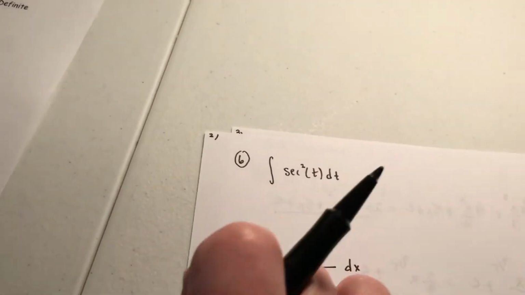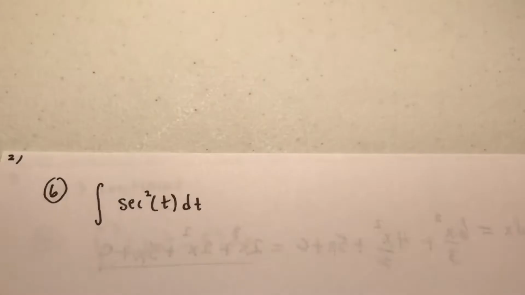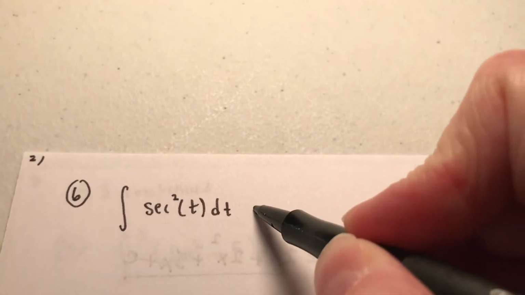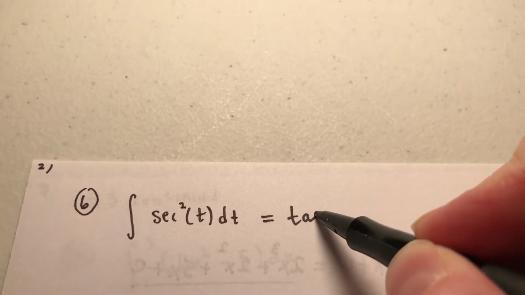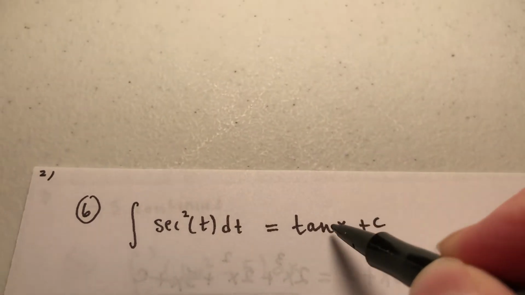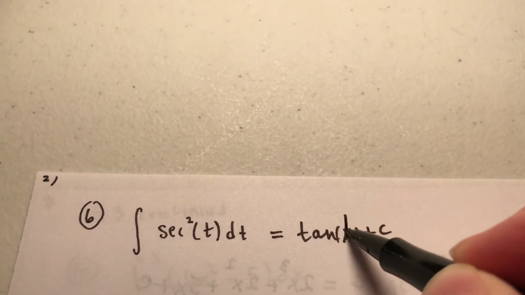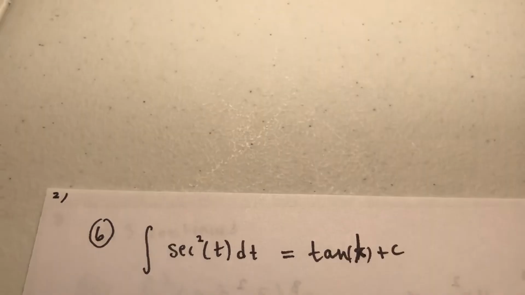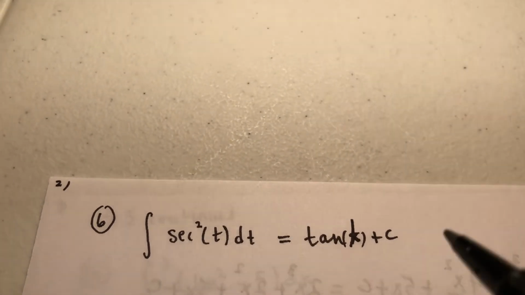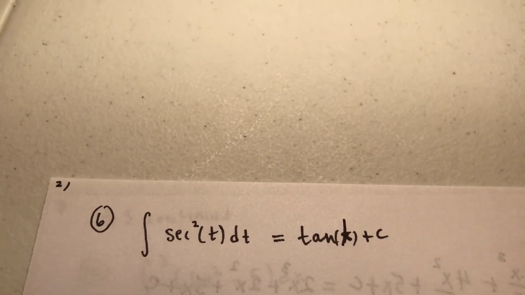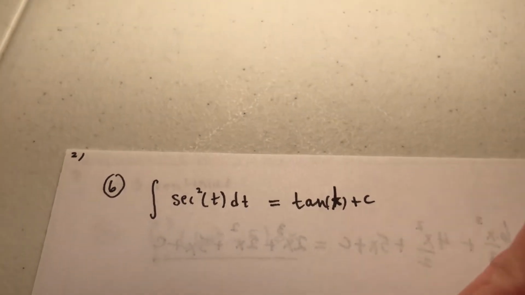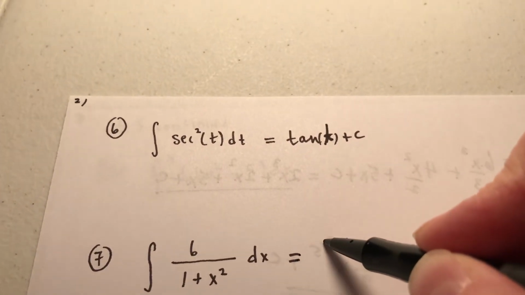Number 6 on this worksheet is the integral of secant squared, and that is tangent x plus c, because it's t, excuse me, wrong variable. The derivative of tangent t is secant squared t, and no more integral. I'm done. That's it.